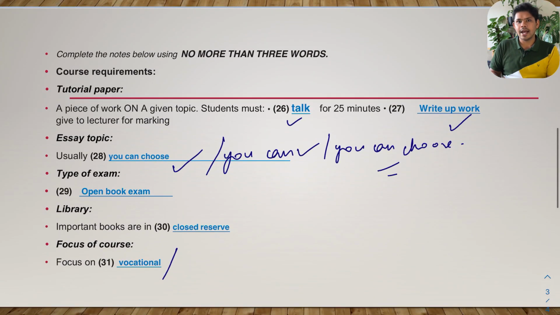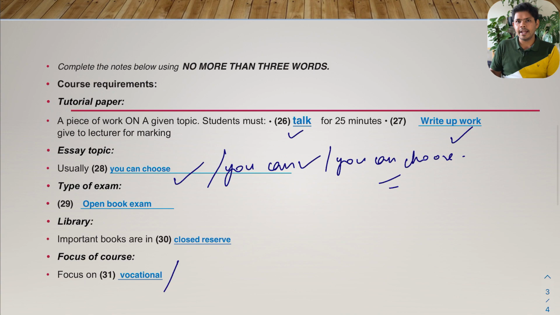So don't think that someone who has written "preparing for work" will get more marks because they have written 3 words, and I have just written 1 word, "vocational", so I'll get less marks. That is not how you get marked. That is not how you get scores. If your answer falls under the category of correct answer, it does not matter how many words, obviously within the word limit, you will get your score. So "vocational" is also correct, "preparing for work" is also correct.